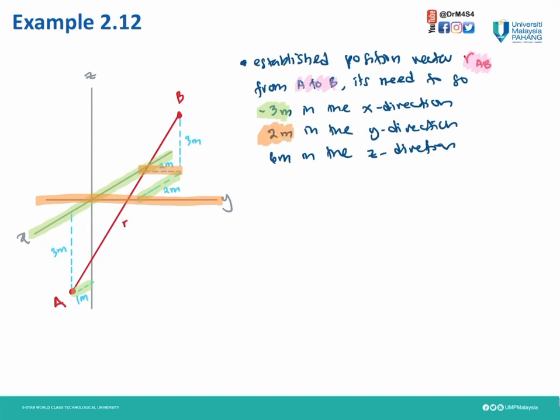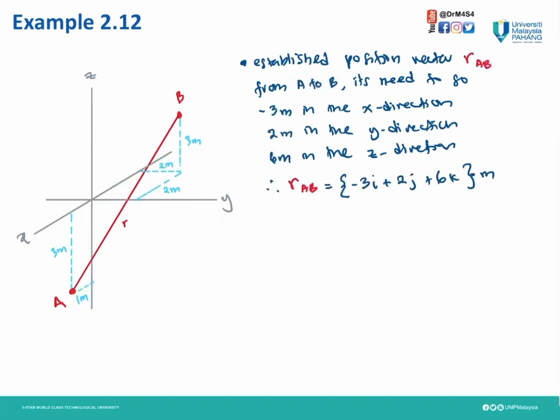Next, let's have a look at the z direction. It needs to move from A to B in the z-axis. So this is the z-axis by 6 meter. Therefore 3 meter going up plus another 3 meter, so 6 meter. Therefore we can identify the position vector RAB.